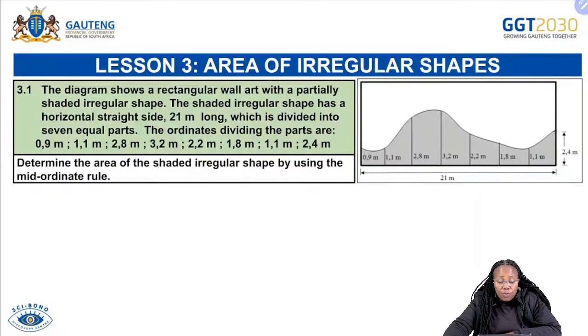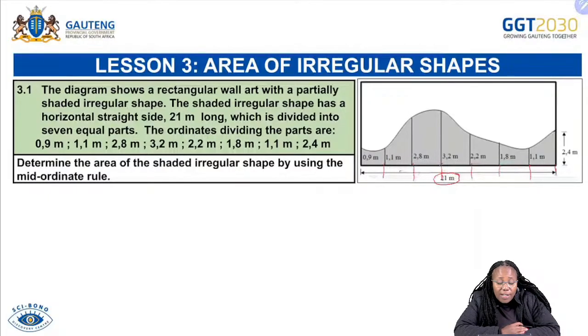And then how to utilize the formulas now. The diagram shows the rectangular wall art with a partially shaded irregular shape. The shaded irregular shape has a horizontal side of 21. This is the horizontal side, which is divided into 7 equal parts. So that means now this is divided equally into those equal parts there. We are having 7 of them. 1, 2, 3, 4, 5, 6, 7.